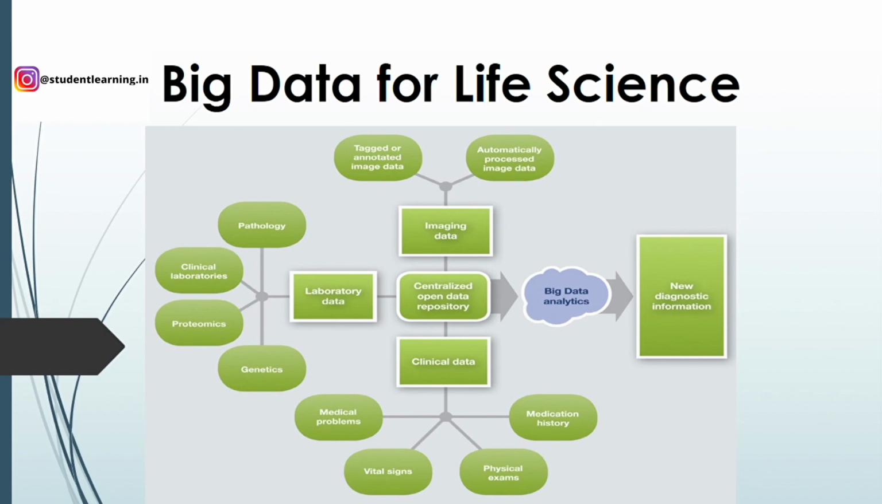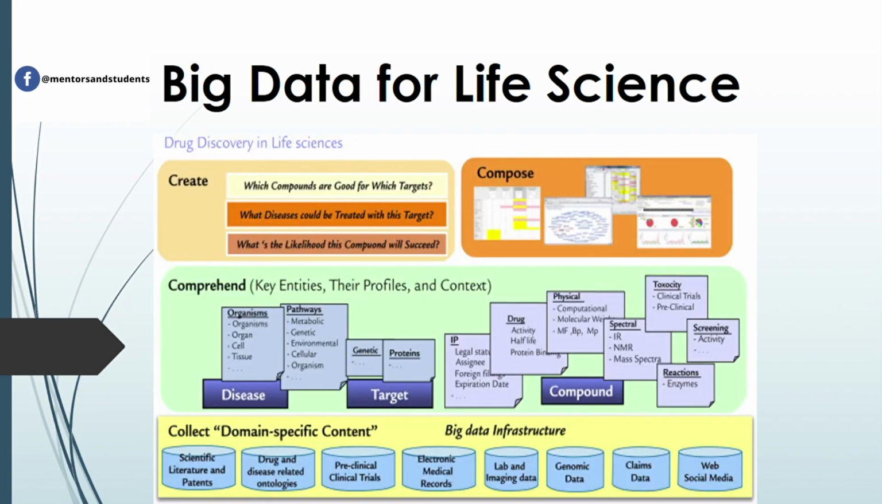The third one is laboratory data. Laboratory data is a very useful aspect in terms of big data analytics in healthcare. Sometimes data comes from pathology, sometimes from clinical laboratories, sometimes from proteomics, and sometimes from genetics. So there are these three components, clinical data, laboratory data and imaging data, combined with centralized open data systems. After that, big data analytics works on this kind of data and generates new diagnosis information, that is called DI.